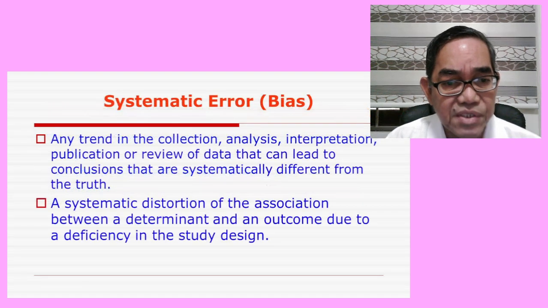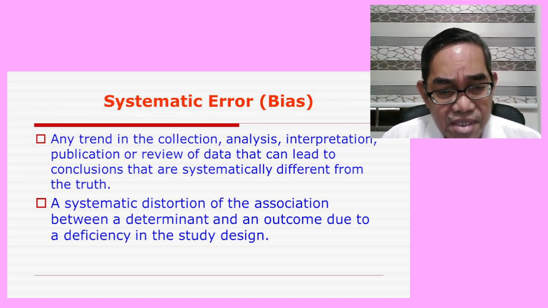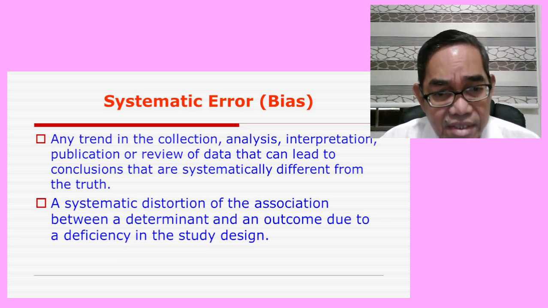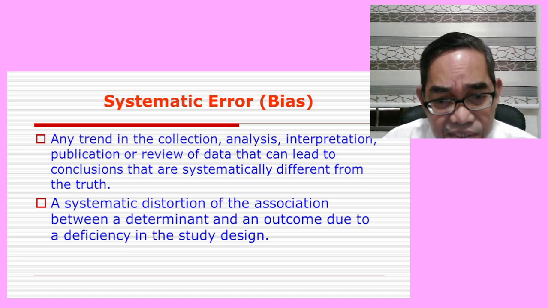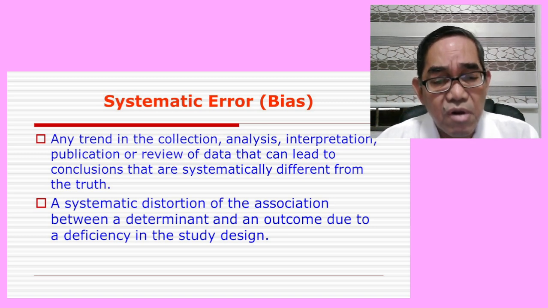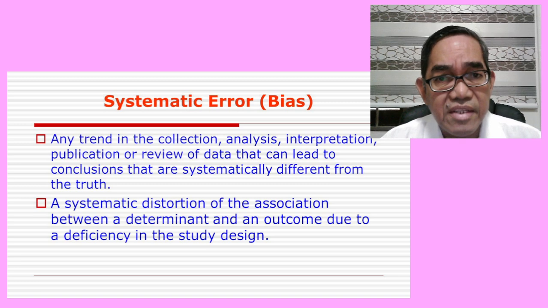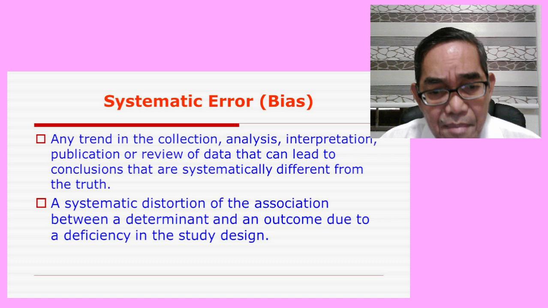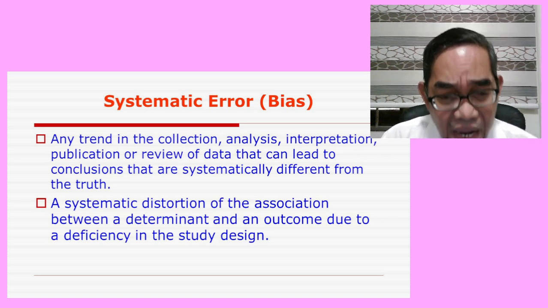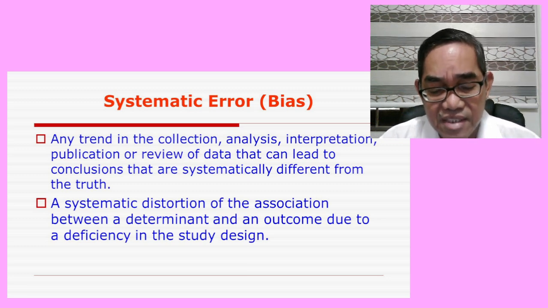Okay, so first we talk of systematic error, or what we call bias. And that is defined as any trend in the collection, analysis, interpretation, even on the publication or review of data that can lead to conclusions that are systematically different from the truth. And it can also be defined as a systematic distortion of the association between a determinant and an outcome that can be due to a deficiency in the study design.